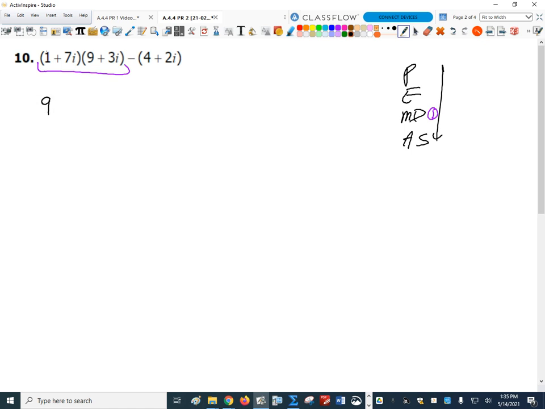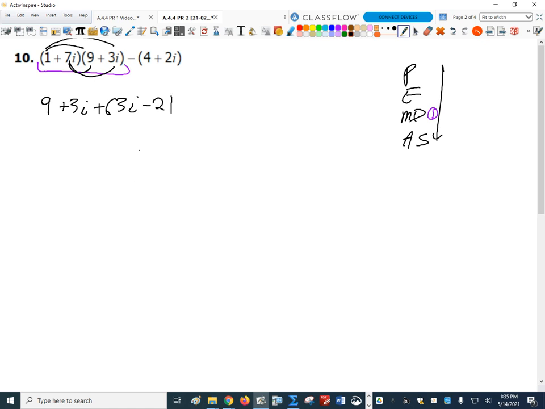9 plus 3i, good, plus 63i. Okay, good. 21i squared. And we could maybe even just write that immediately as what, Elijah? 21i squared is going to be? There you go. Make it a negative 21.